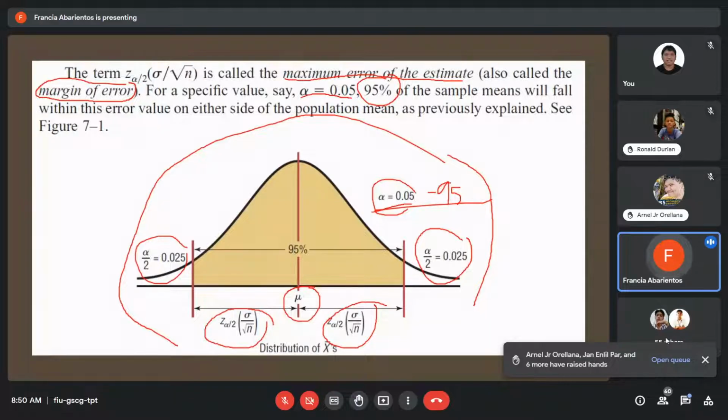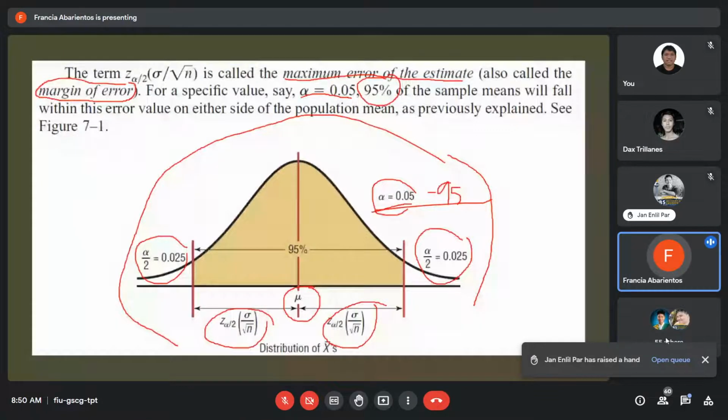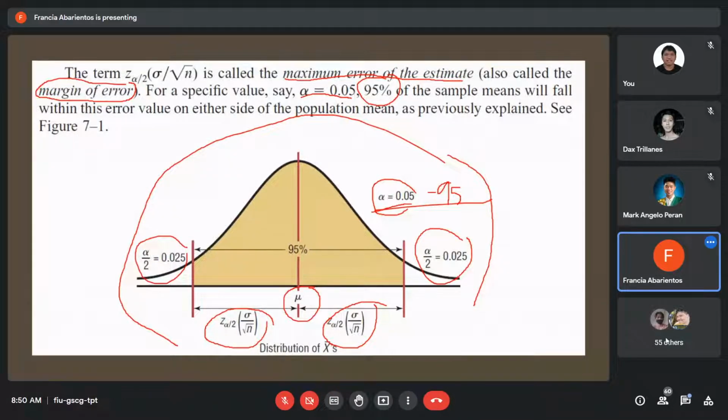Okay, so this is now your, wala pa naman sinusolve. Okay, so this is the margin of error. Okay, ito, class, margin of error, your z-value times the standard deviation over the square root of the population or the sample. So this is now your margin of error estimate.